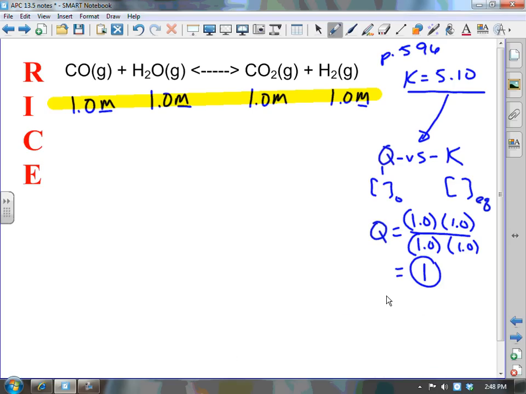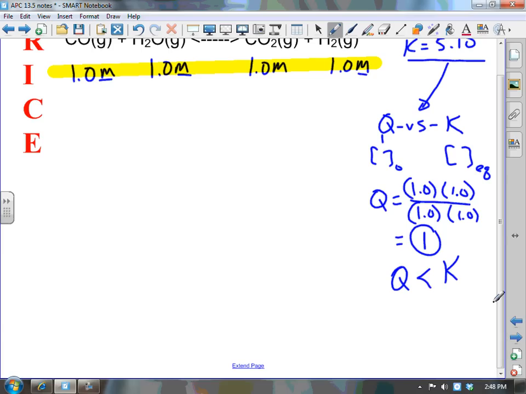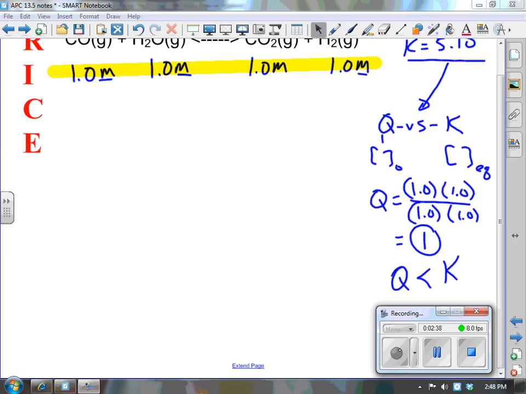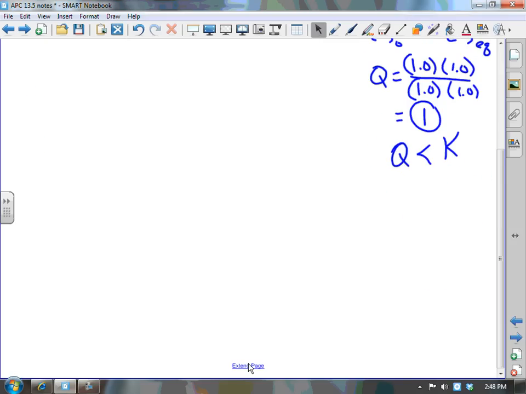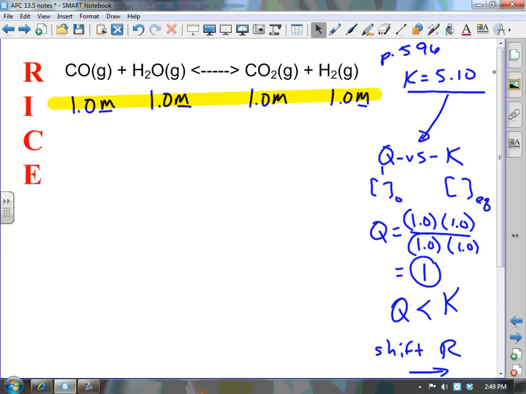Q is less than K. Therefore, what that means is if Q is less than K, and this is the important piece to remember, because if you don't remember it this way, you're going to do all the shifts backwards. Okay, so Q is less than K. That means the shift is going to occur to the right. So we come back up here to the top. That now tells us what's plus x and what's minus x. The reactants are going to lose x, the products are going to gain x. At equilibrium, we're going to have 1 minus x, 1 minus x, 1 plus x, and 1 plus x.